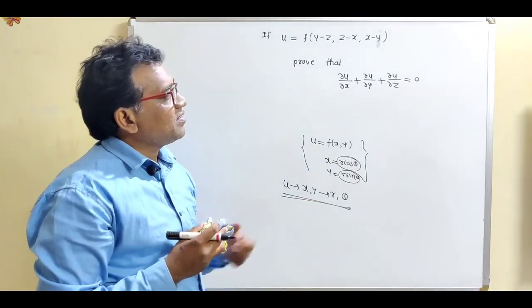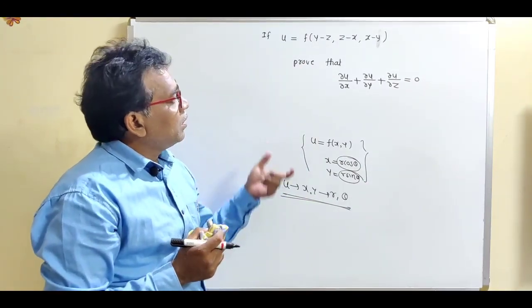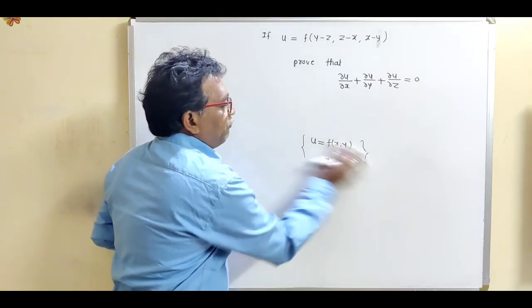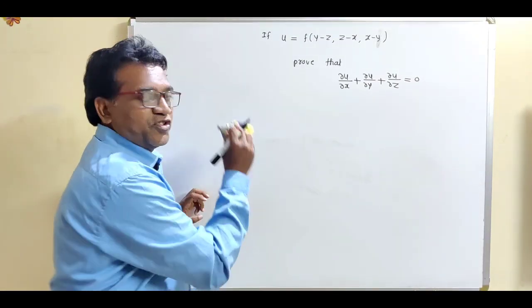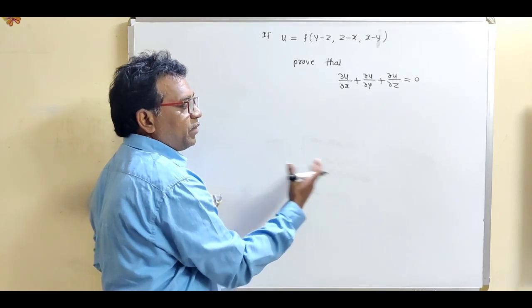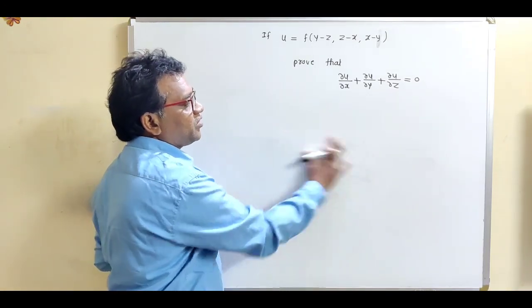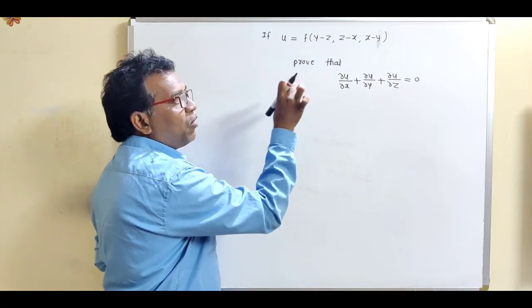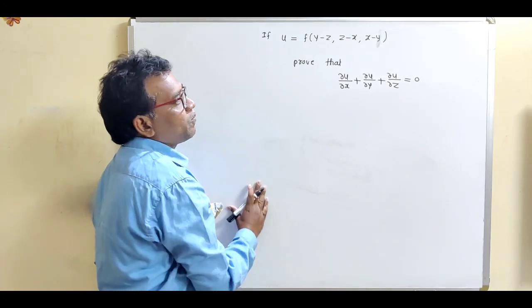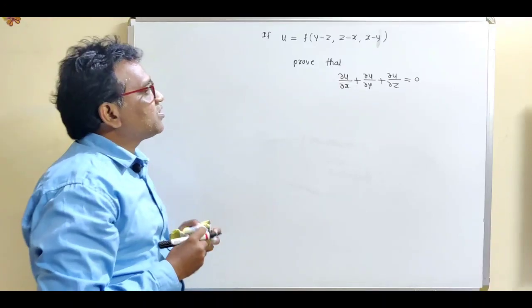Now see, in this example we have not been given the direct chain. In the previous example we were given the direct chain, but for this example we are not. So first of all we have to construct the particular chain. So see how to construct the chain.